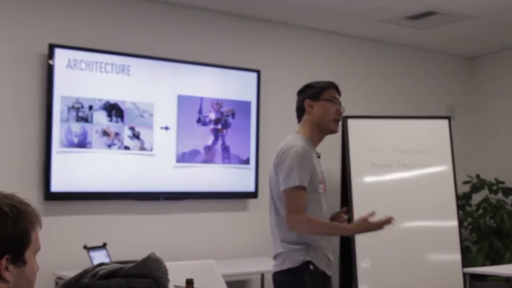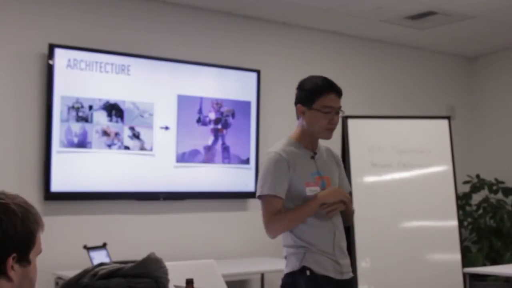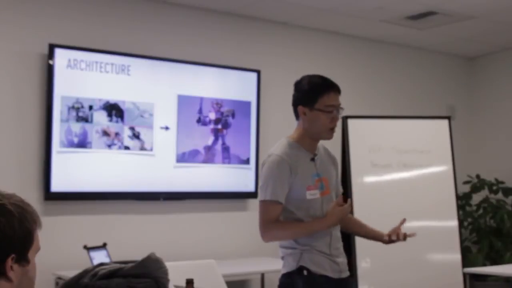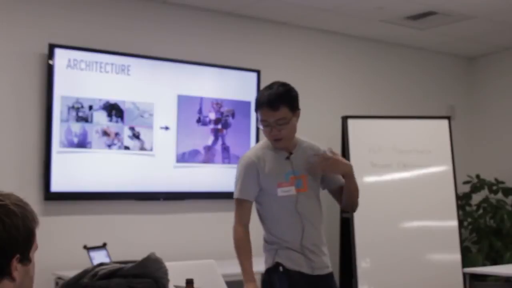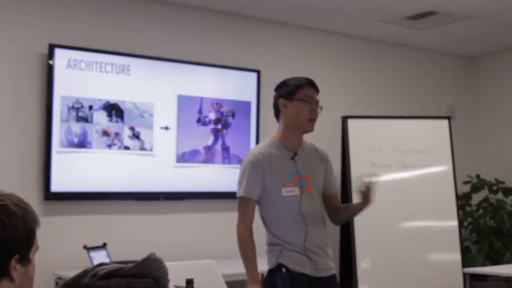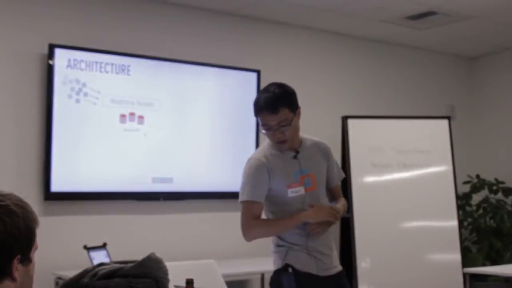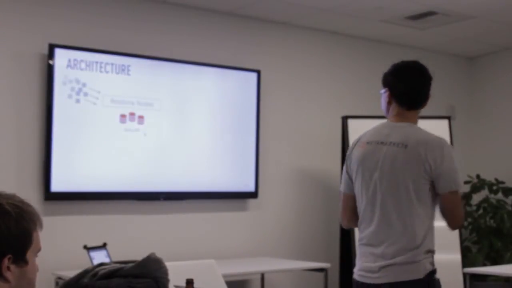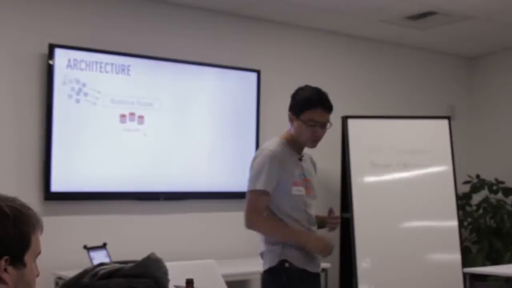A Druid cluster is composed of many different types of nodes. Each of these nodes is specialized to do certain things very well. These different node types come together and form a fully functional system that's designed to deal with your data problems. There are a couple of node types that I want to talk about to explain how Druid works. The first node type I want to talk about is real-time nodes.